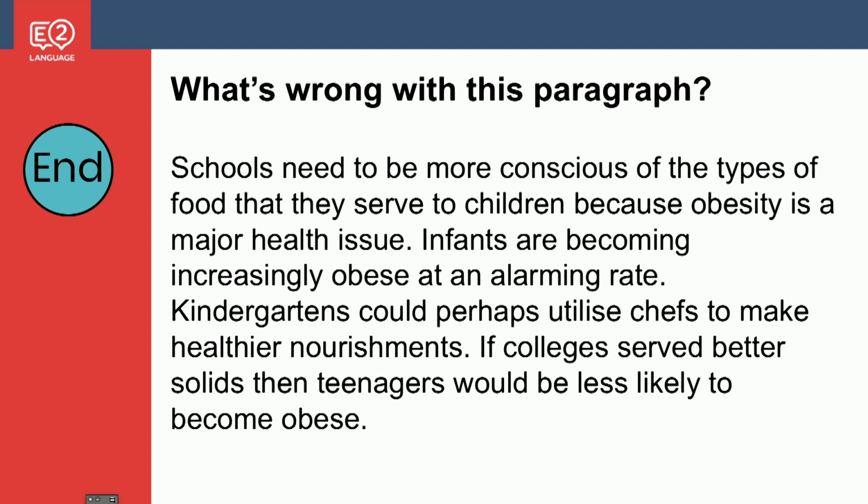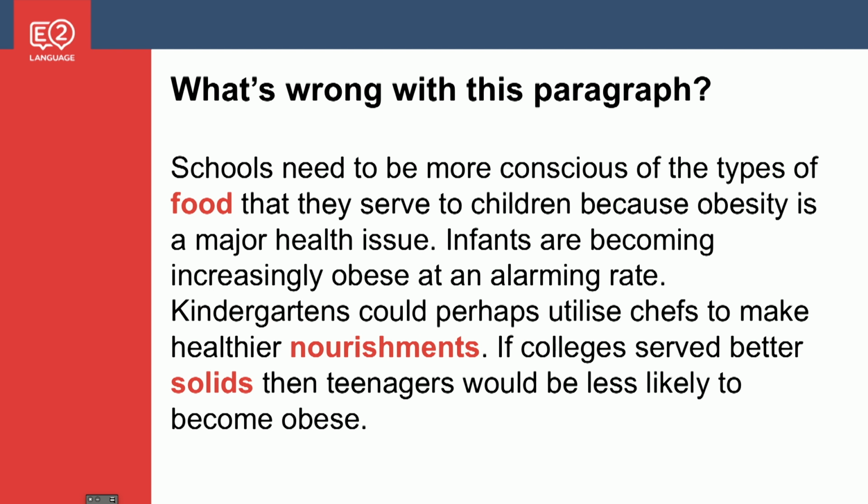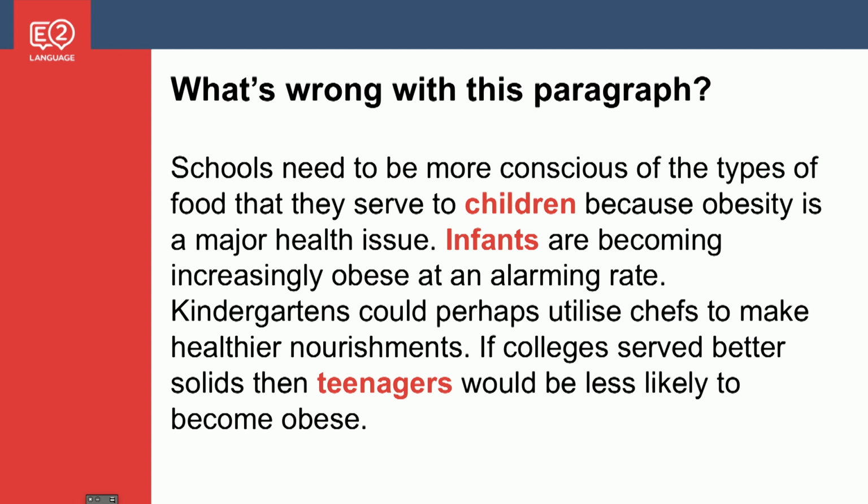What's wrong with this paragraph is that the particular synonyms this writer has used are imprecise. Schools and kindergartens and colleges are different things. They're related to education, they're institutes, but they have very different meanings. Food, nourishments, and solids just sounds really strange. They are sort of synonymous, but they're really not at the same time. These are very imprecise. Children and infants and teenagers are different things. They're all people, they're all young people, but they all have specific meanings that in this context are unrelated to each other.